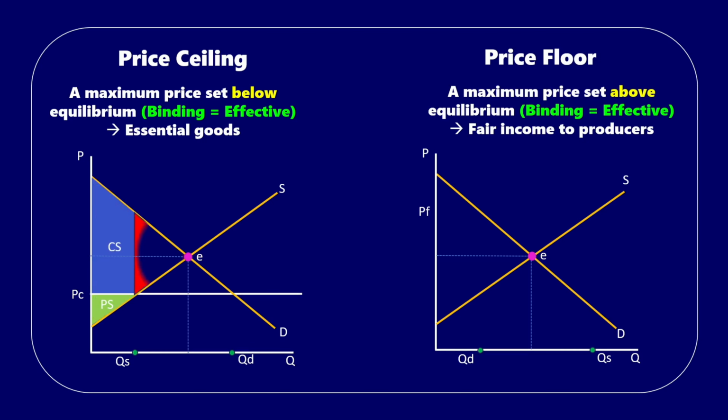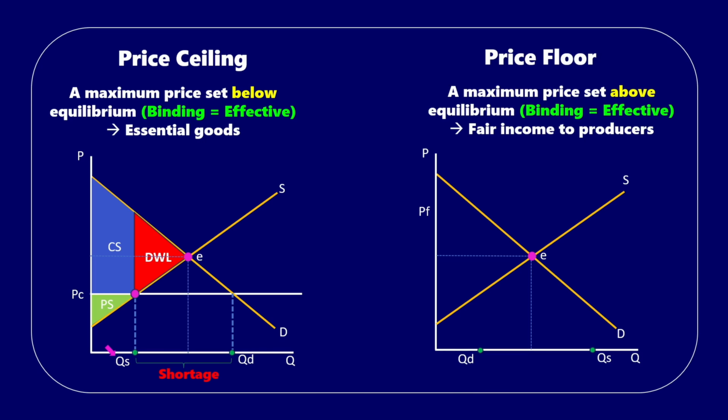This is usually for essential goods like rent or food. The price looks great for buyers, but now everyone wants to buy it, and producers don't want to sell as much, and that creates a shortage. There's not enough goods to go around, fewer trades happen, and some people who are willing to buy and sell just can't. And that loss is what we call deadweight loss.